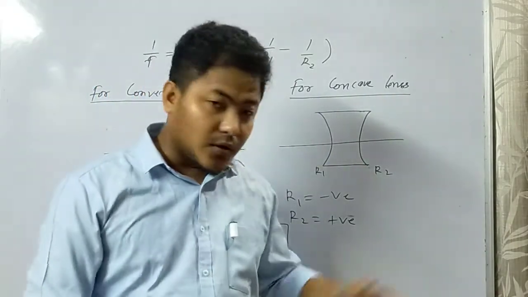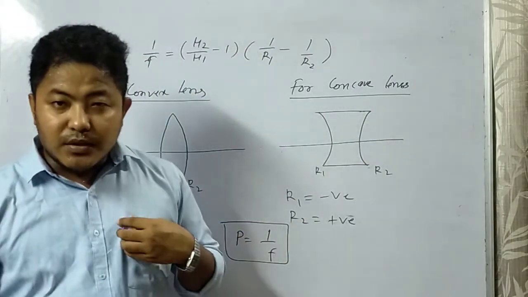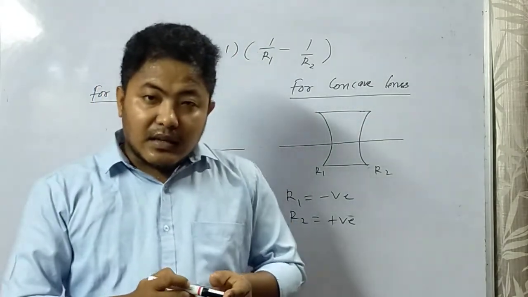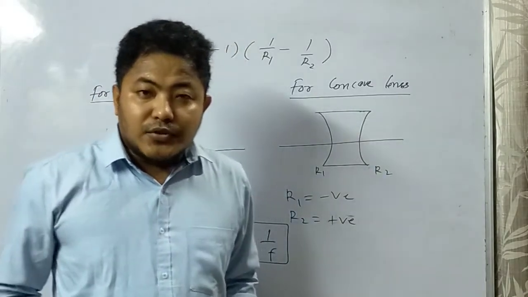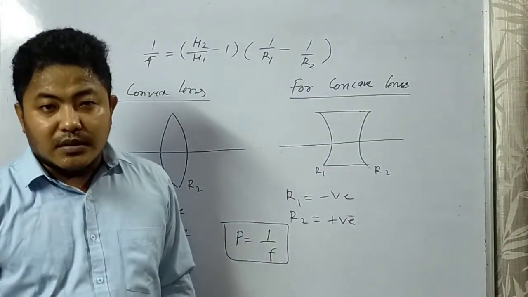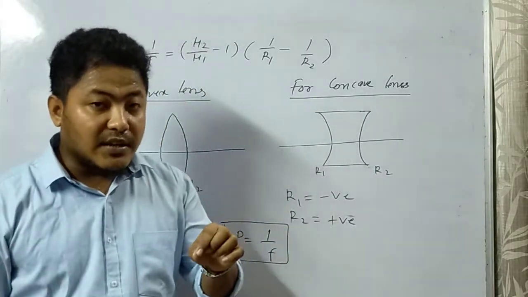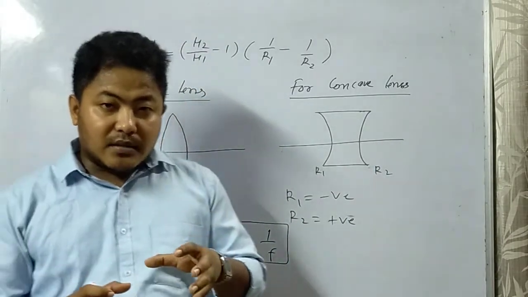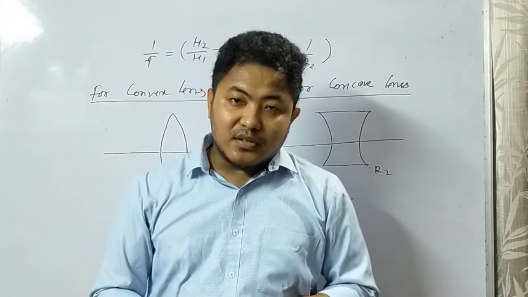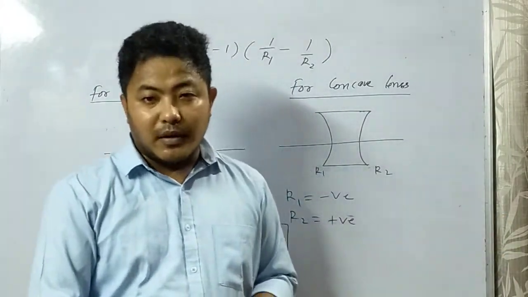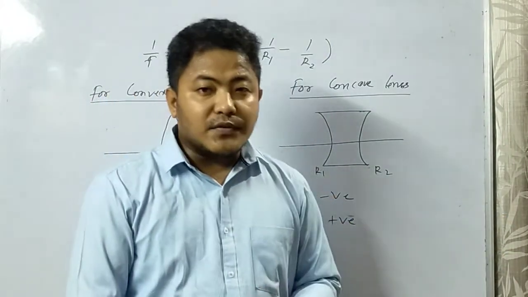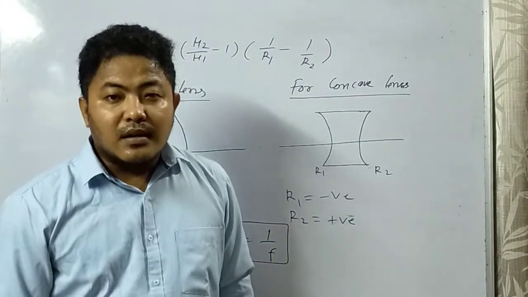So it was a very small topic. I hope you have understood it. You keep practicing, and in the next video we will come with the power of two thin lenses in contact. If two thin lenses are in contact, then what will be their equivalent power and equivalent focal length, we'll find out in the next video. For today, thank you so much.